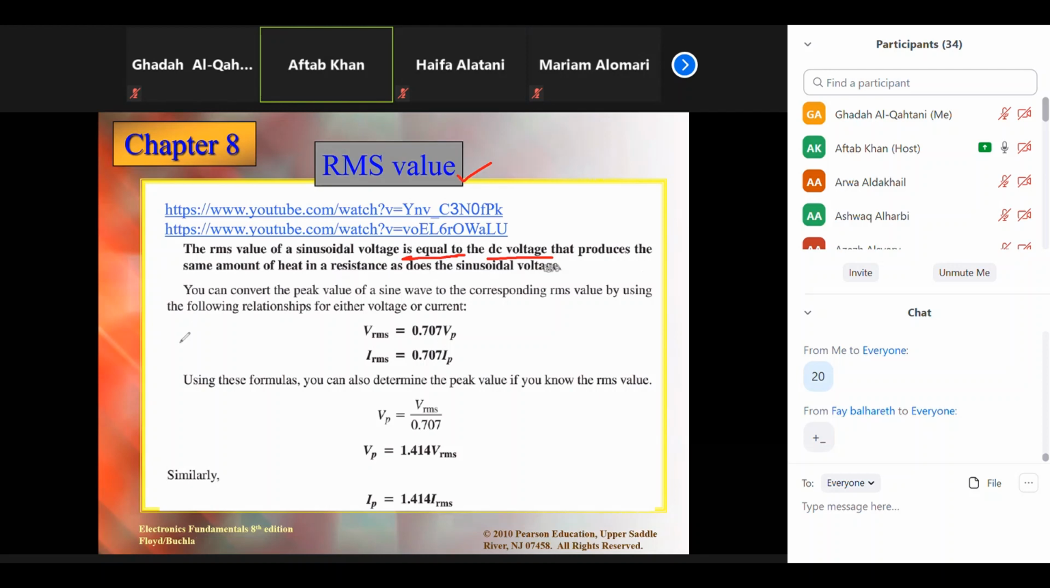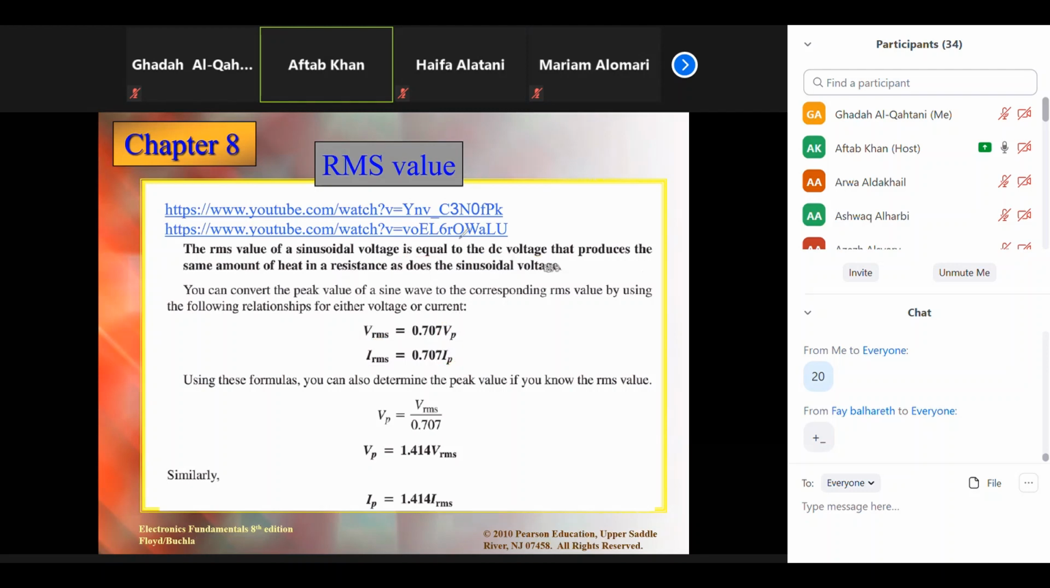So you can convert the peak value of the sine wave to the corresponding RMS value by using the following relationship. So if you know the peak value, girls, you can convert it into the RMS value. Similarly, if you want to calculate IRMS, you must know the peak current. If you know the peak current, you can calculate the RMS. If you know the peak voltage, you can calculate the RMS voltage. So this is the formula for that.